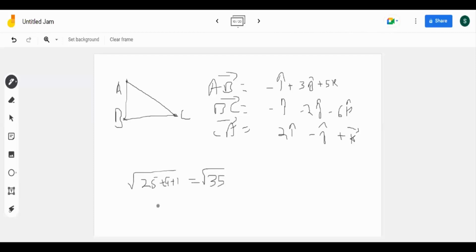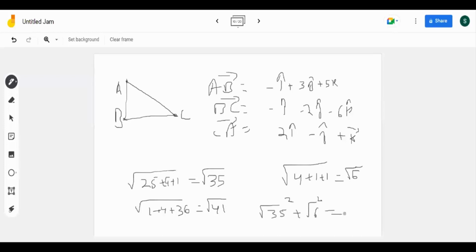Our second magnitude will be under root 1 plus 4 plus 36, that is root 41. And our third magnitude will be 4 plus 1 plus 1, that is root 6. Now we know the Pythagoras: a square plus b square is c square. Root 35 square is 35, plus 6 is giving us 41. So we can check that the 90 degree angle is at A. Root 35 square plus root 6 square is equal to root 41 square.